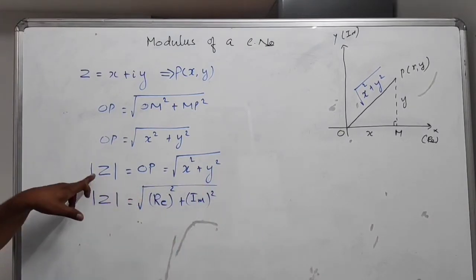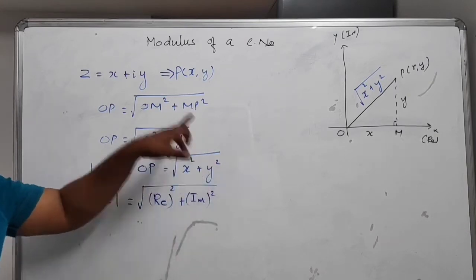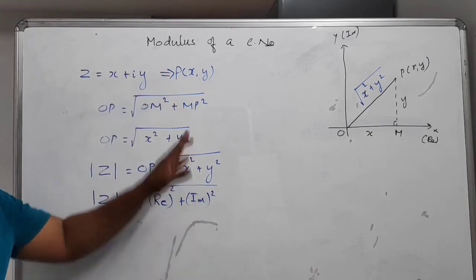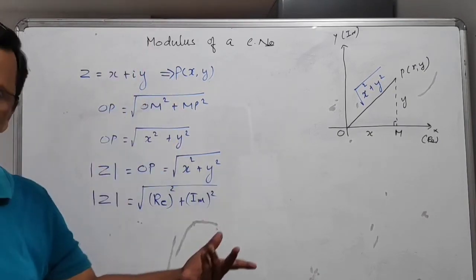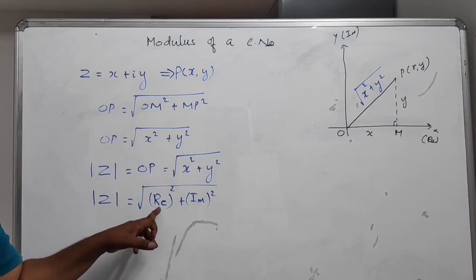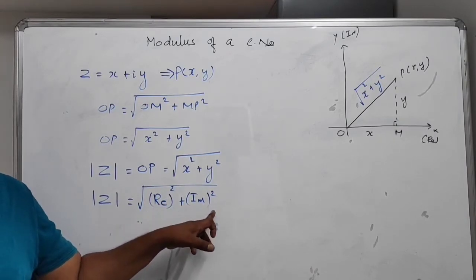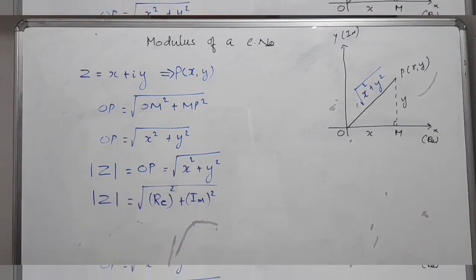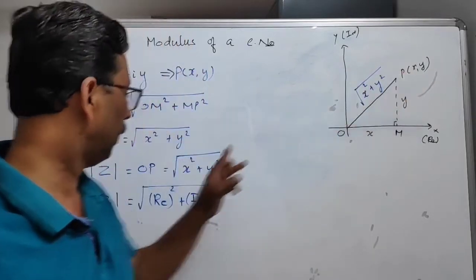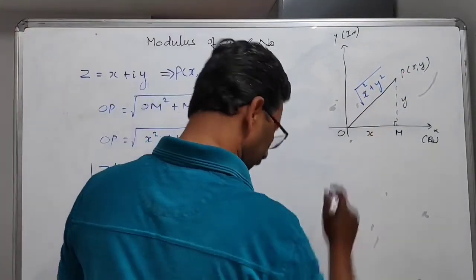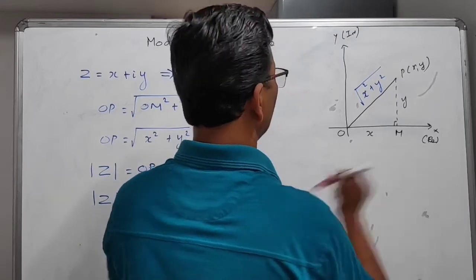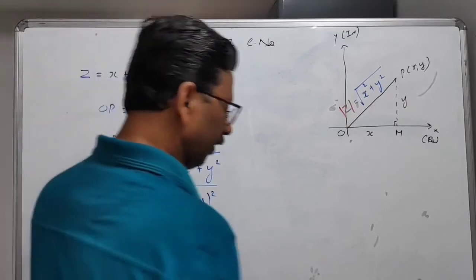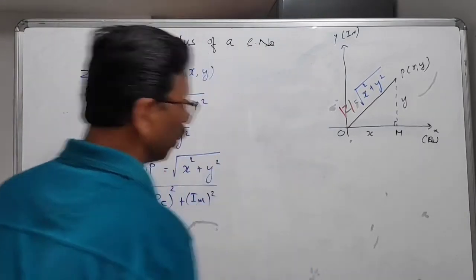Therefore, you can remember that x square plus y square applies only for this particular complex number z equal to x plus iy. If you remember this, whatever the complex number, whatever the values of x and y, you can just write real part square plus imaginary part square, then take the square root. Likewise, you can find the modulus of a complex number. You can say this OP is nothing but modulus z. Therefore, modulus z is equal to the root of x square plus y square.